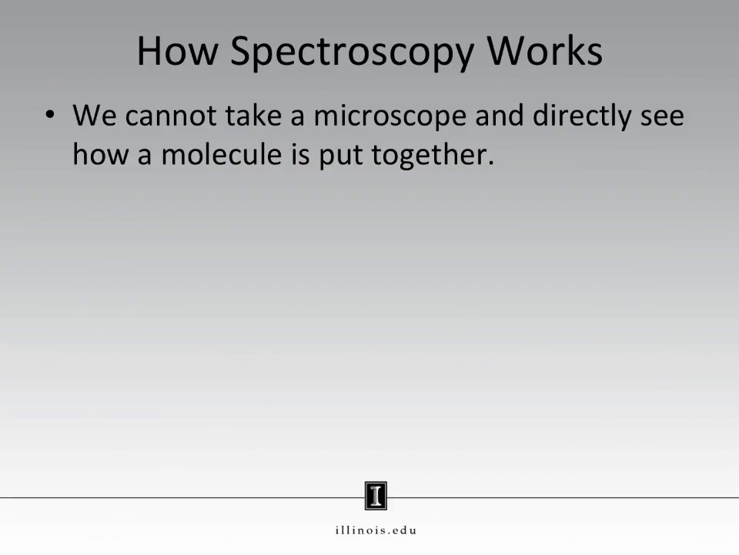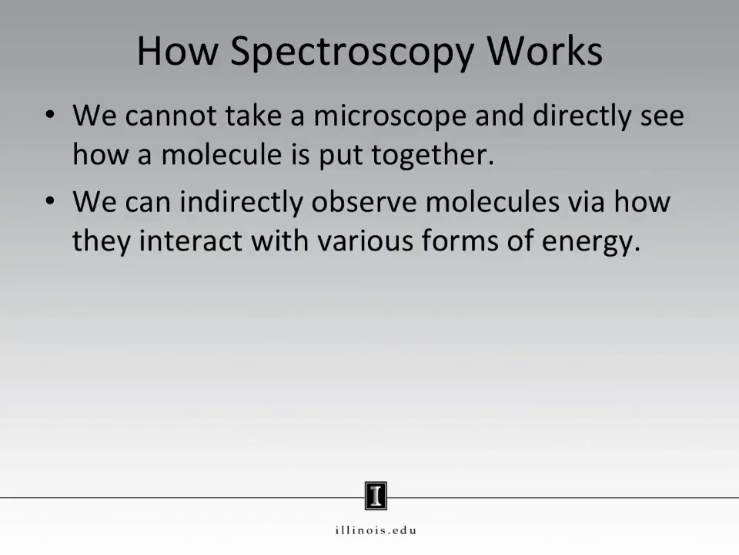There is no way for us to directly see what atoms make up a molecule and how those atoms are connected. What we can do, however, is indirectly observe the molecule. And how we do this is by seeing how the molecule interacts with various forms of energy. What do I mean by indirectly observe?